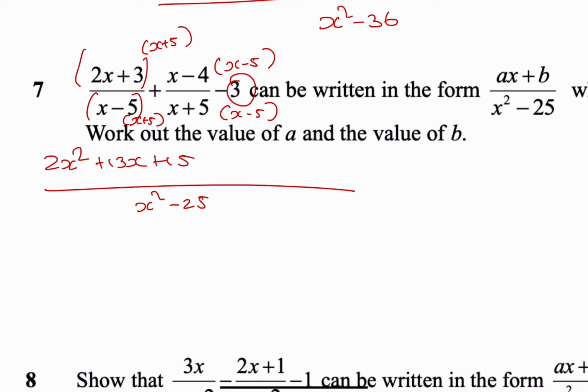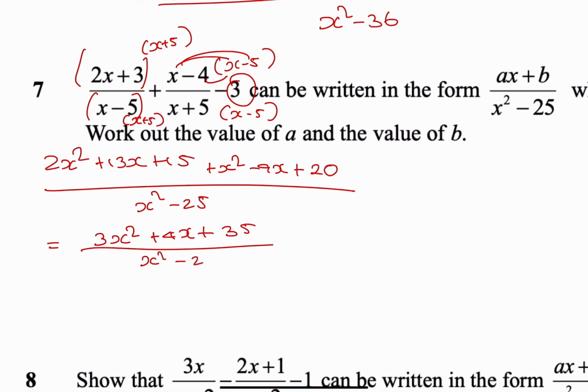Difference of squares. On the next bit I go x squared minus 5x minus 4x is minus 9x. Minus is plus, 4 times 5 is 20. Which is 3x squared plus 4x plus 15, 20 is 35 over x squared minus 25. And what do I have? Minus 3, so minus 3 over 1 times it by x squared minus 25.